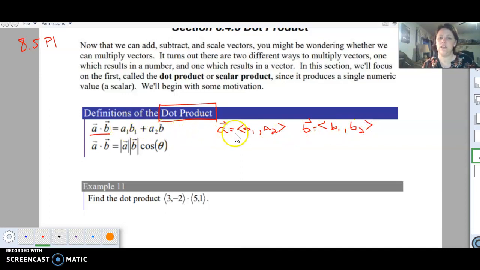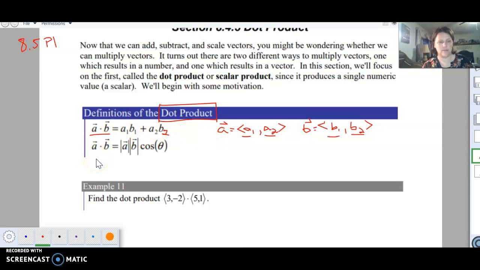So you can see when we multiply these two vectors, we get the first component of A times the first component of B plus the second component of A times the second component of B. That should be a B sub 2. All right, so that's one way that we can write a dot product. That is if you have your information or can get your information in component form.